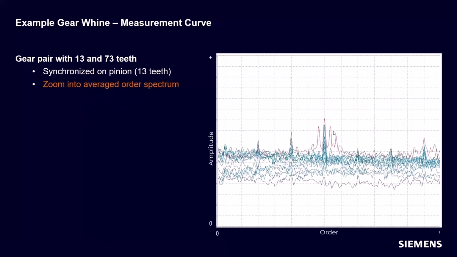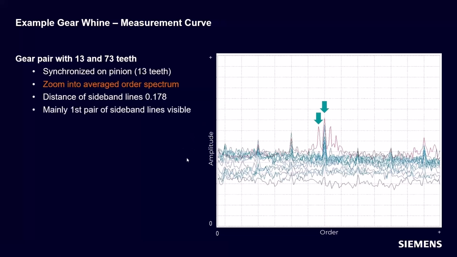We see here two sideband lines, and the distance is, in our case, 0.178, which is exactly 33 divided by 13. So what we see here, we have one pair of sideband lines, and these sideband lines have a distance that leads us to the gear with the 73 teeth. And since we only see one sideband line, this is a machining error. Perhaps this part is eccentric.